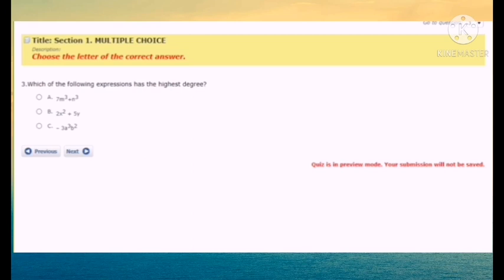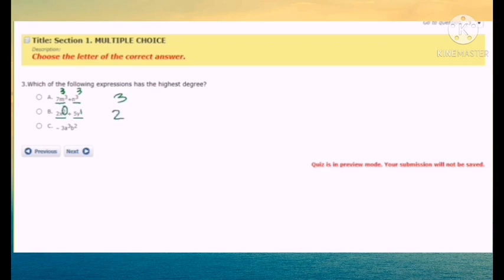And if we are given, for example, letter A, there are 2 terms here, so we have to get the degree of each term. The first term has a degree of 3. The second term also has a degree of 3. And we choose the highest, which is 3. For letter B, the first term has a degree of 2, and the second term has a degree of 1. Again, whenever there's no exponent, it is understood to be 1. So the highest is 2.